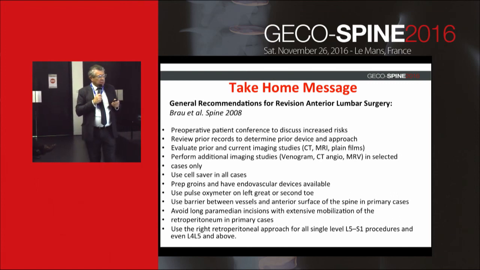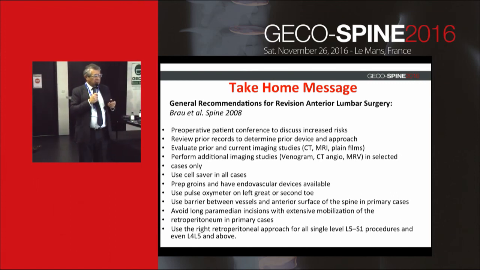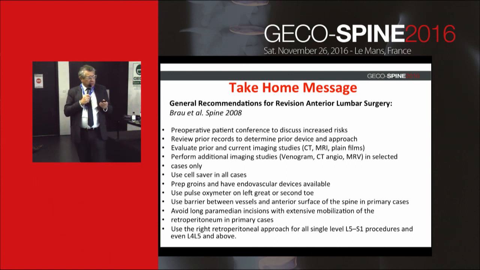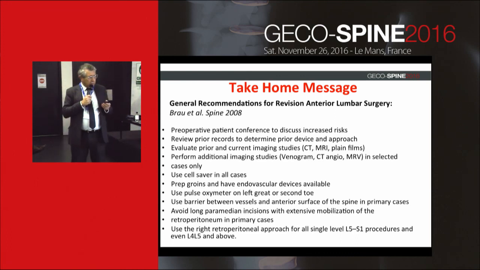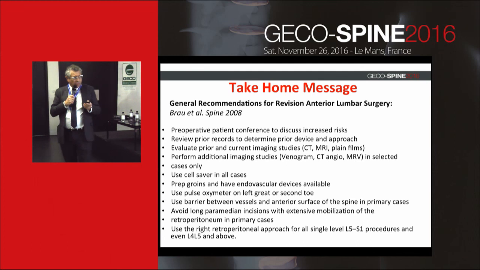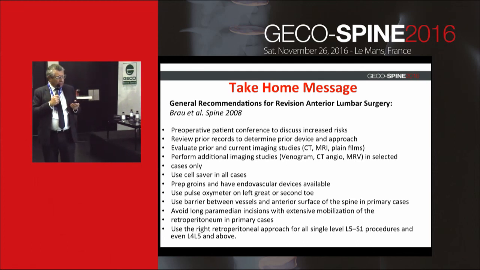Prep groins and have endovascular devices available. Use pulse oximeter on the left great or second toe. Use barrier between vessels and anterior surface of the spine in primary cases. Avoid long paramedian incision with extensive mobilization of the retroperitoneum in primary cases. Use the right retroperitoneal approach for the L5-S1 level procedure and even L4-5 and above.